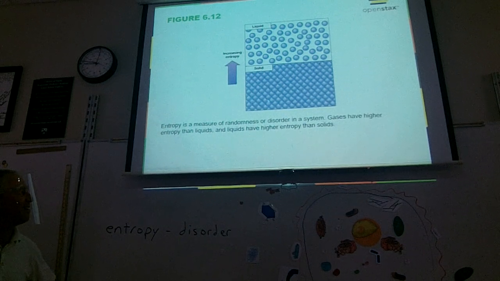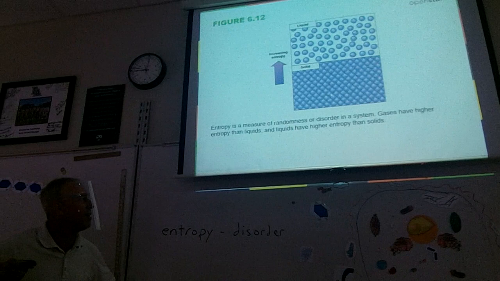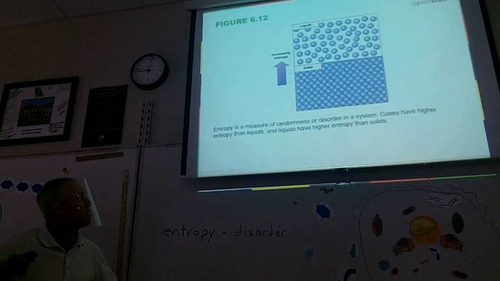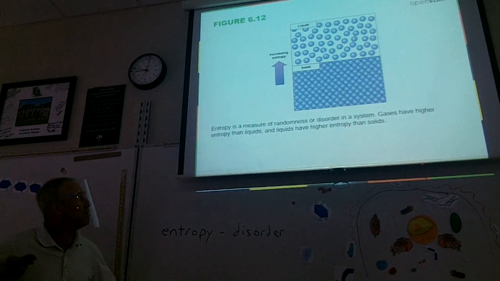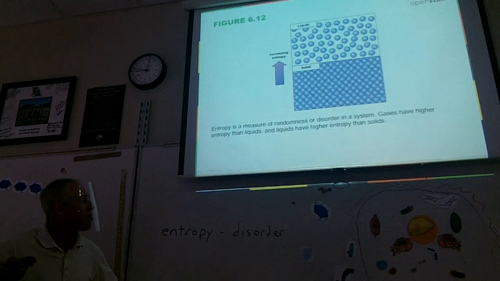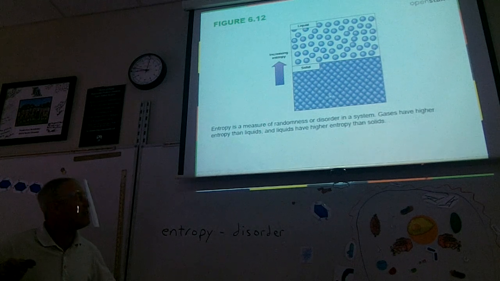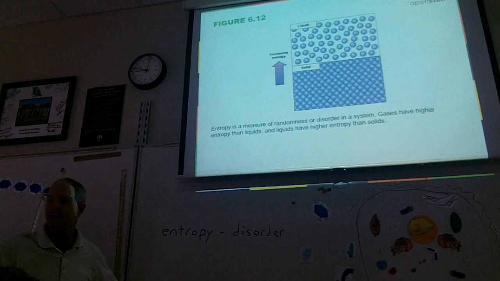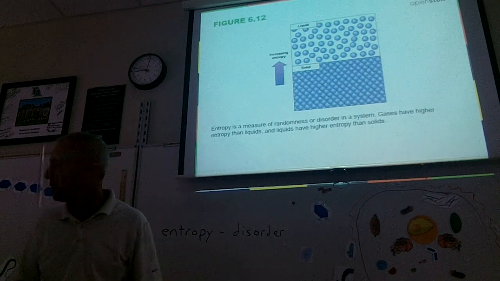We have a solid here. A lot of molecules real close together, very orderly and organized. It becomes a liquid, and your ice melts or whatever, and now the molecules are more spread out. This is going from low entropy on the bottom to high entropy on the top, if we go that way. In nature, things tend to go toward higher entropy if left alone. Things tend to go toward disorder.